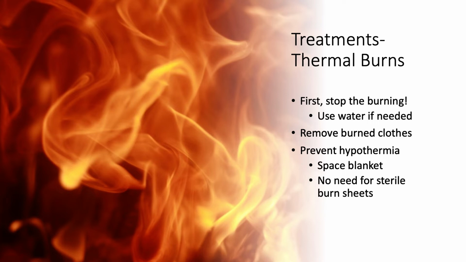The difference for the MCI version of thermal burns is we don't worry about IV fluids at all. We don't use the Parkland formula anymore anyways. Now we use the burn association's 500, 250, 125, depending on age, fluid resuscitation doses. On an MCI, we're not going to do that. We're just going to stop the burning, get the burned clothes off, prevent hypothermia, and then address any airway concerns that may be associated with this.